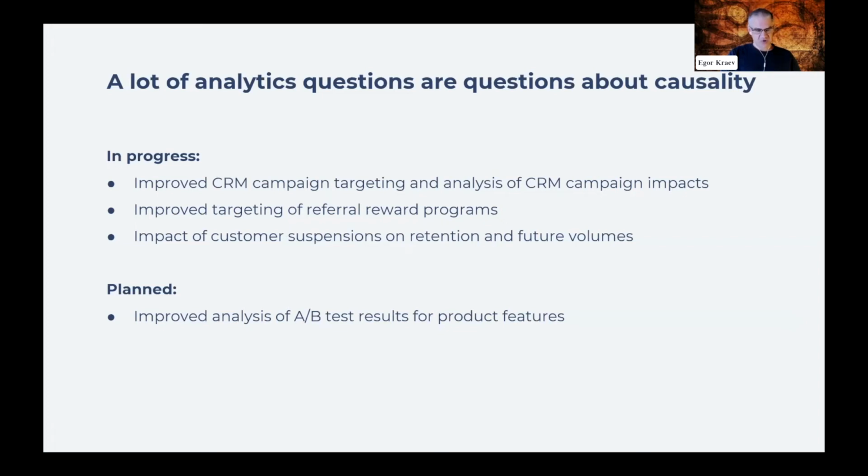So what we're doing is we are improving CRM campaign targeting, analyzing their impacts. And we are improving the targeting of referral reward programs, which I'm going to go into a bit more detail shortly. And we have also looked at the impact of customer suspensions on retention and future volumes. And now we're also looking on the product side into improved analysis of A/B test results.